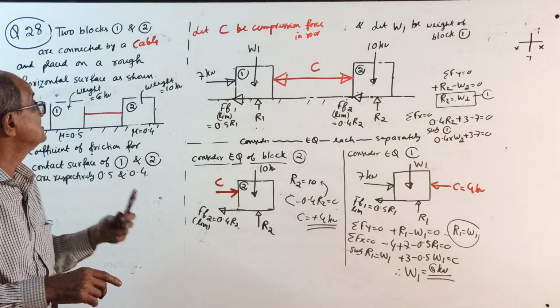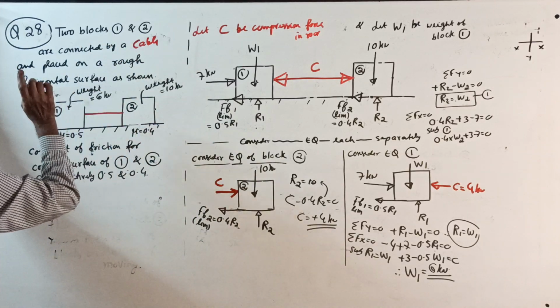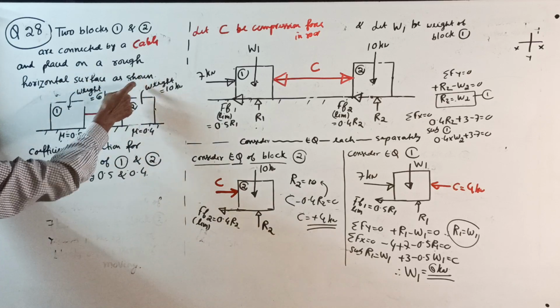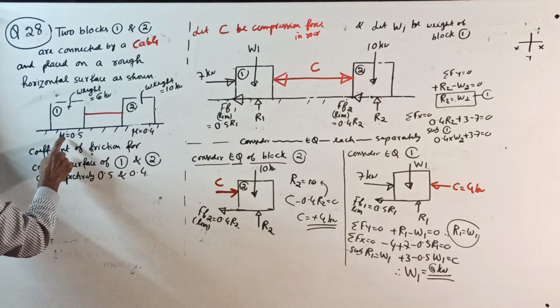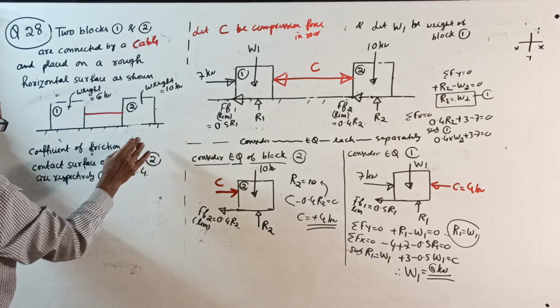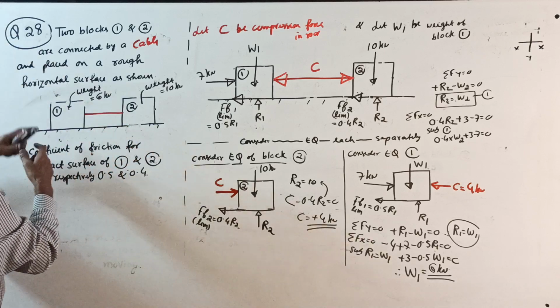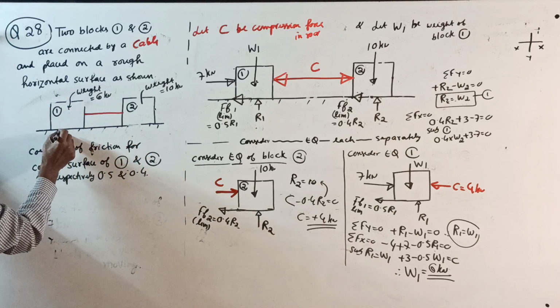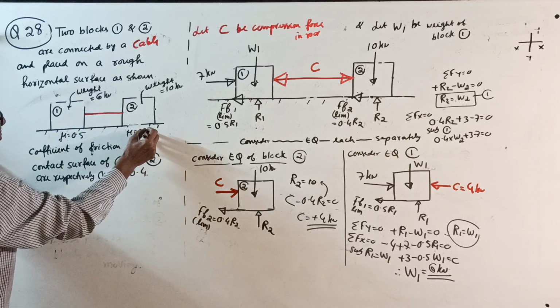Don't see previous solutions. Two blocks 1 and 2 are connected by a cable and placed on a rough horizontal surface as shown. Weight of this is 6 kilonewton, 10 kilonewton. This is not given in the question. See, coefficient of friction for 1 and 2 are 0.5, 0.4. So you can write if you want later. This mu is 0.5, this mu is 0.4.